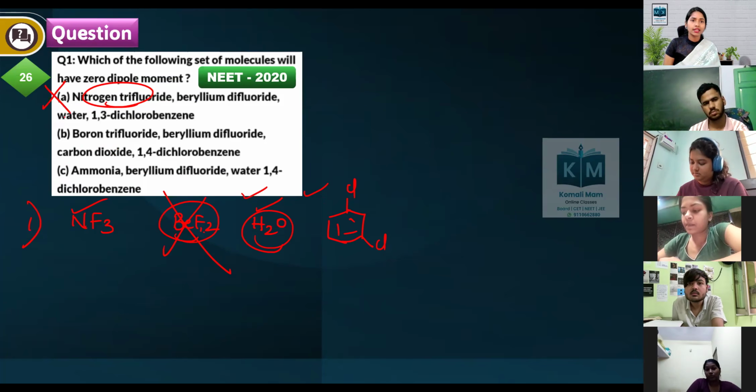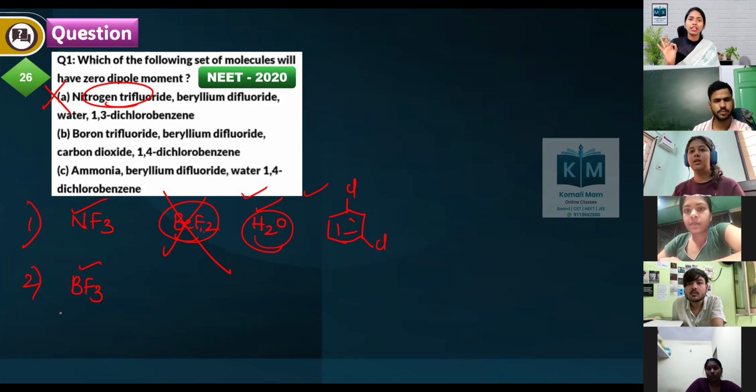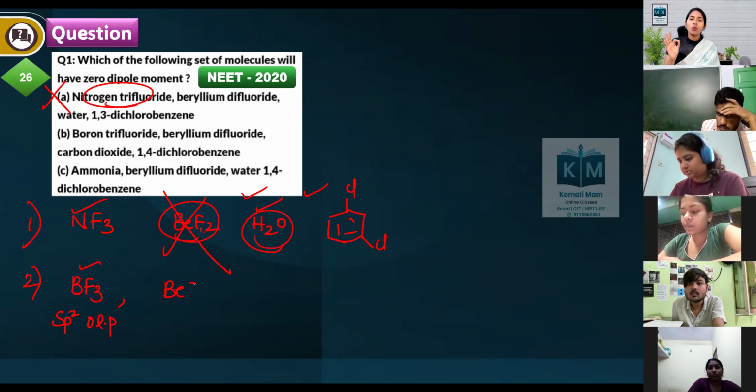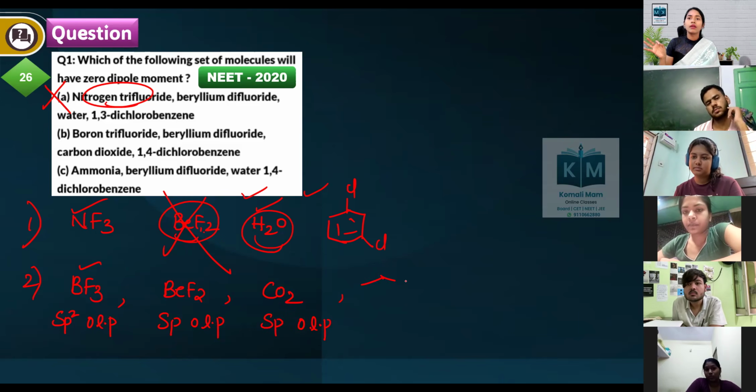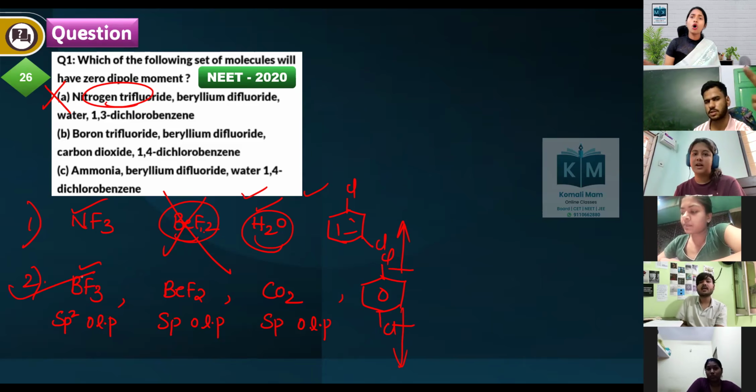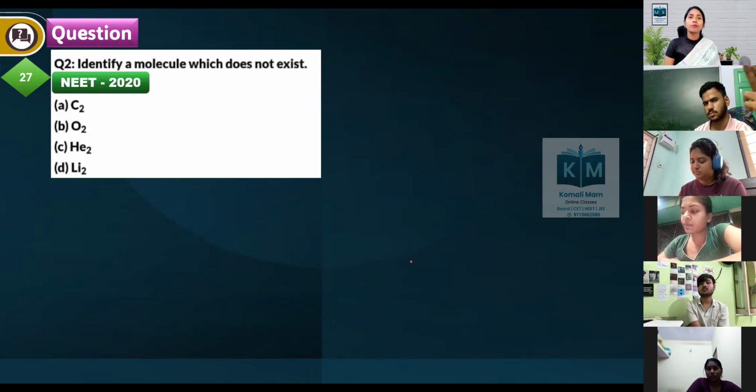So the first option is incorrect. The second option, BF3, is a perfectly symmetrical molecule, sp2 with 0 lone pairs. Next, BeF2. What is the steric number? 2, sp hybridization with 0 lone pairs. It is perfectly symmetrical. Carbon dioxide, sp hybridization with 0 lone pairs, perfectly symmetrical. 1,4-dichlorobenzene: one chlorine pulls the electron up, one pulls the electron down, perfectly symmetrical. So option B is correct: all are symmetrical molecules with a zero dipole moment.